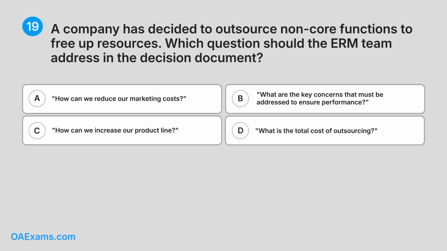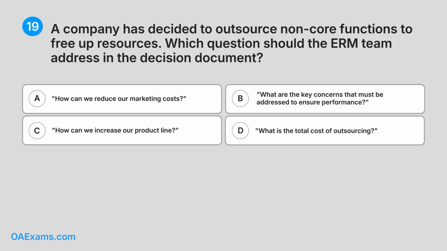19. A company has decided to outsource non-core functions to free up resources. Which question should the team address in the decision document? A. How can we reduce our marketing costs? B. What are the key concerns that must be addressed to ensure performance? C. How can we increase our product line? D. What is the total cost of outsourcing? Do you know the answer?